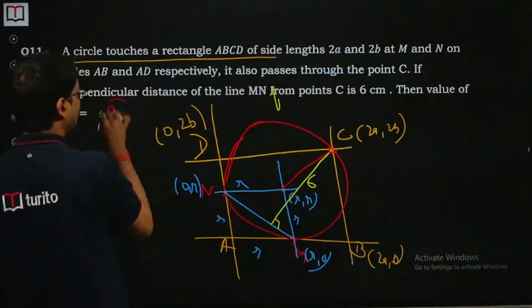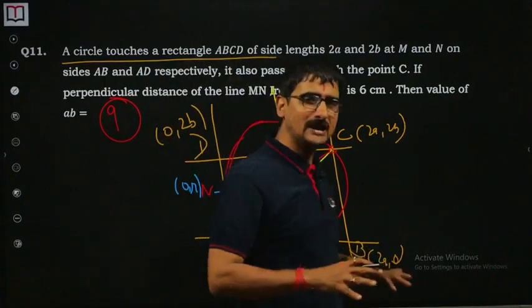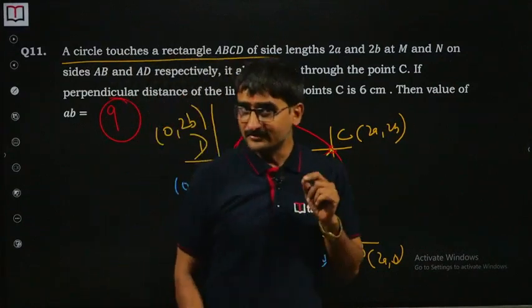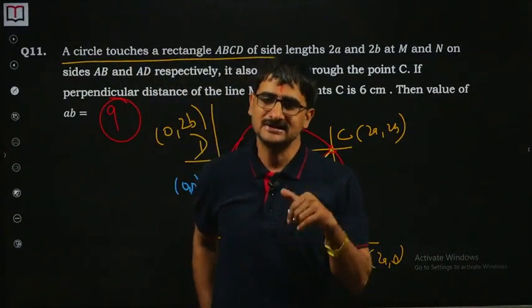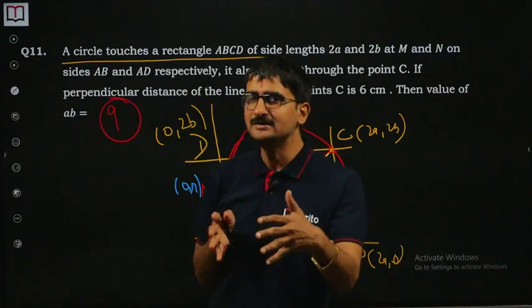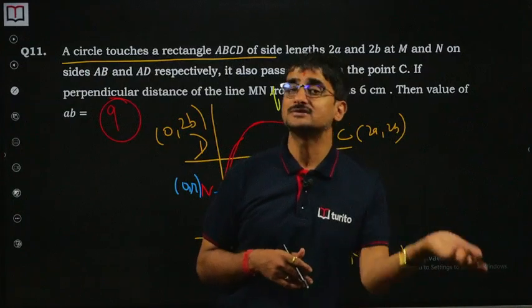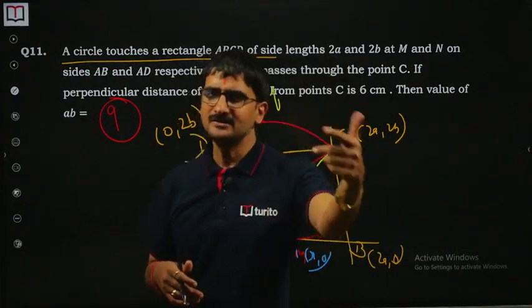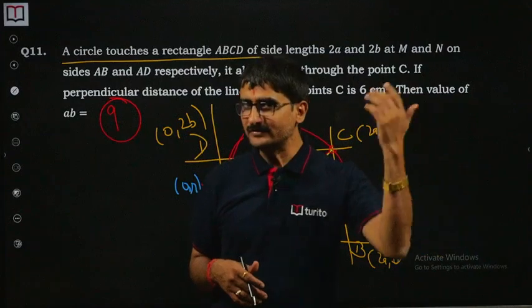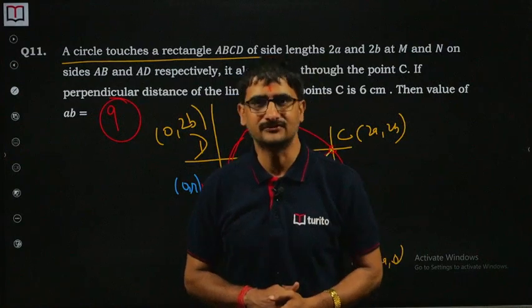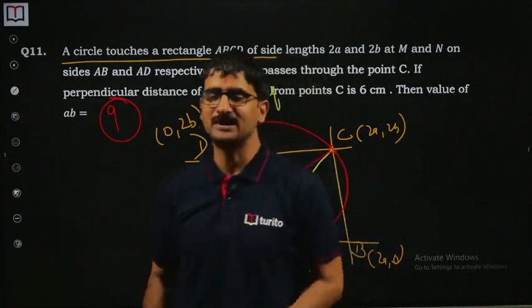So the answer is 9 units. That's it. Those were the questions for the chapter circle. Next we'll be doing integration. As I said, after circle we will complete integral calculus: integration, definite integration, area, differential equation, then moving to vector 3D, and then of course probability. Then we will come back to conic sections, and then to differential calculus. That's how we have planned to proceed.